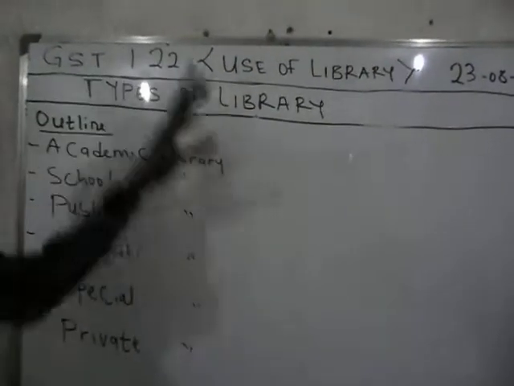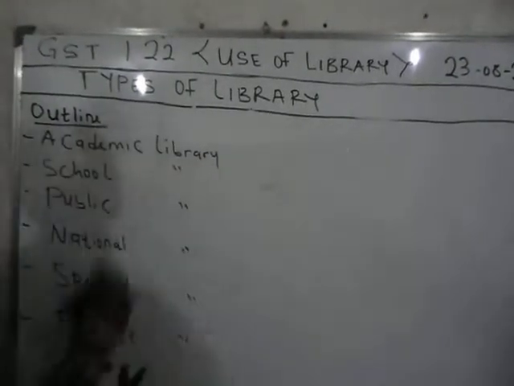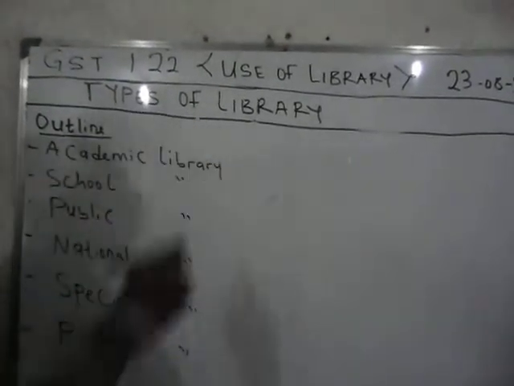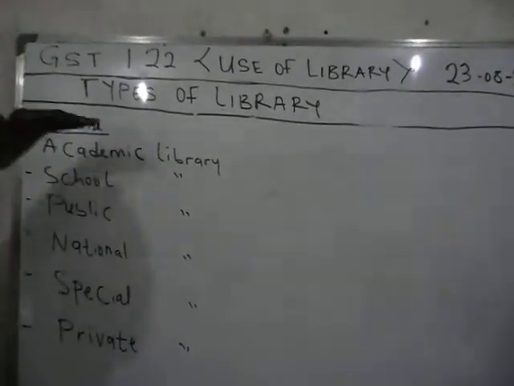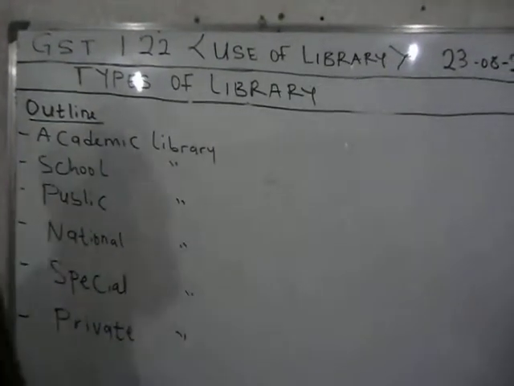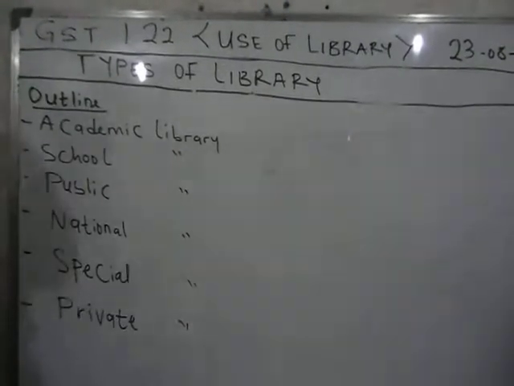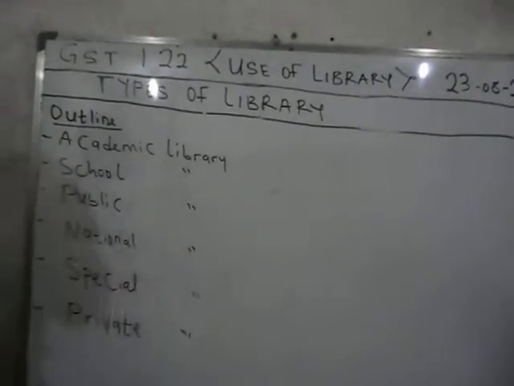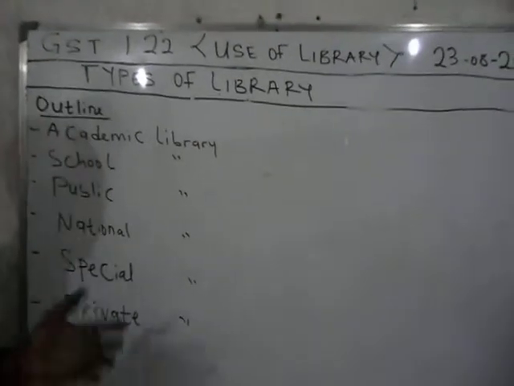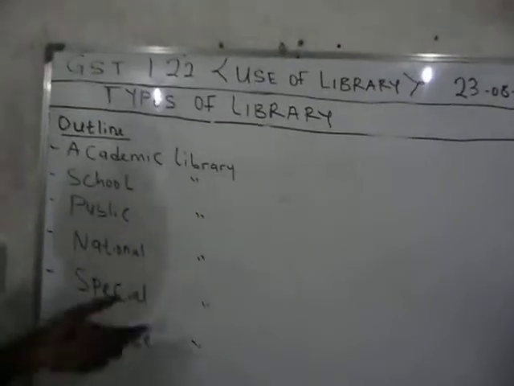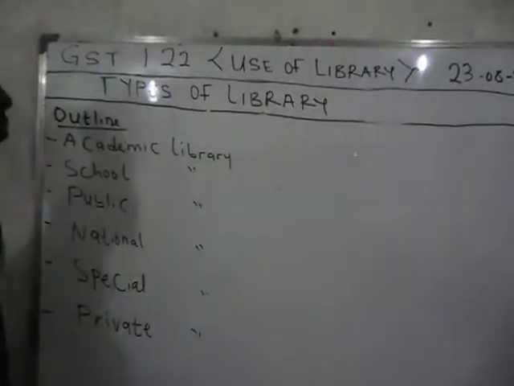We're going to be treating JUPEB 122, which is the use of the library. Our topic today is the types of library we have. By our outline, we have about six types of library here. The first library we are going to talk about is the academic library, and then we'll talk about the school library, the public library, the national library, special library, and private libraries.